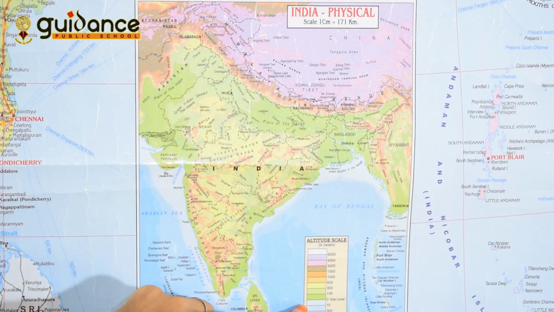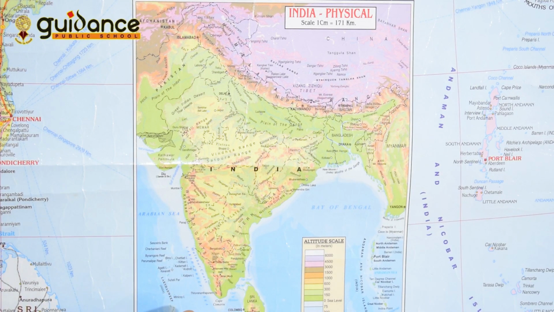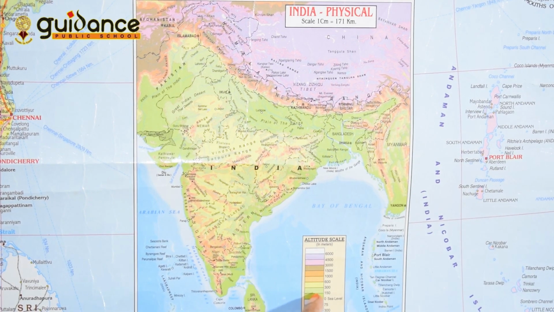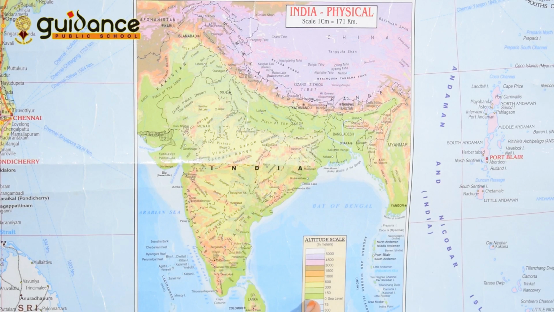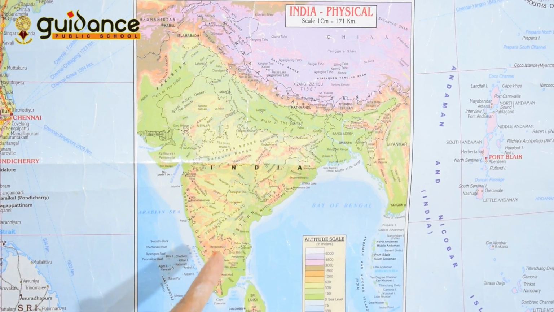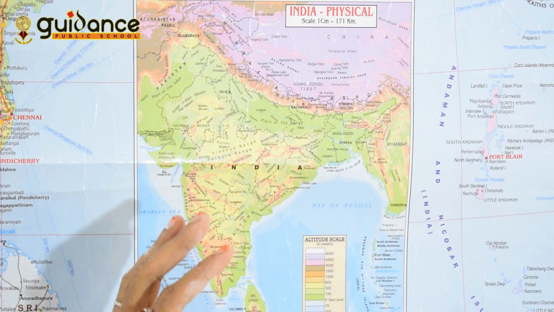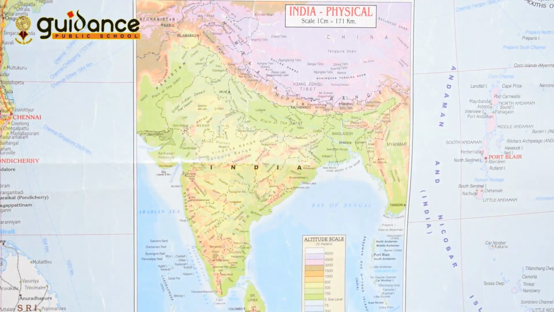A map also has a key which helps us to understand the color scheme and the symbols. There are different color shades used to show different landforms. Similarly, different symbols are used to show different landforms.